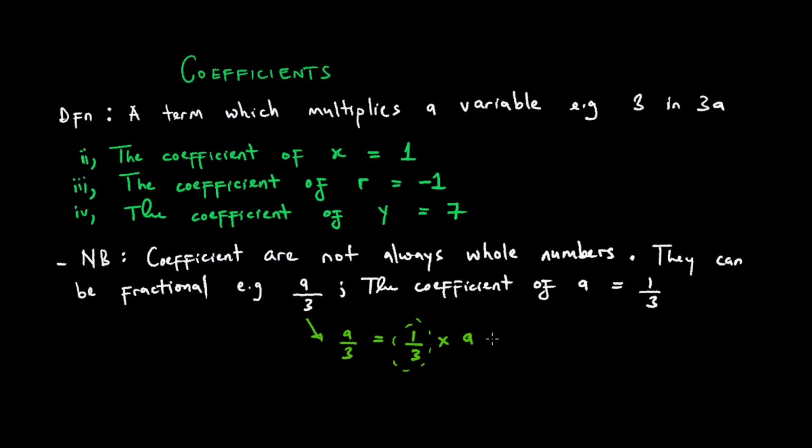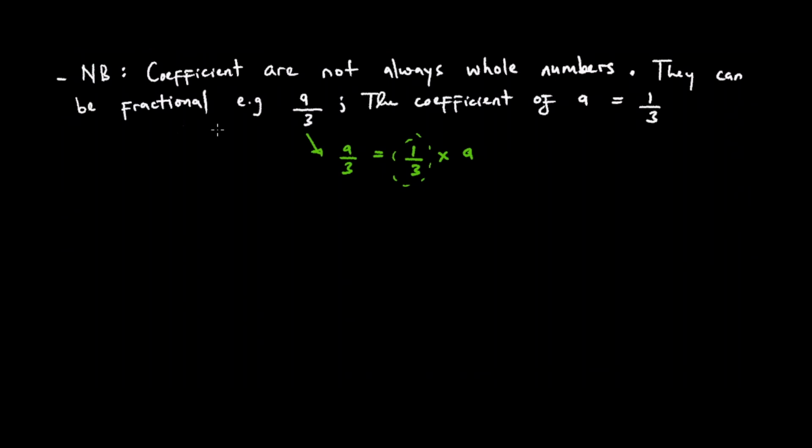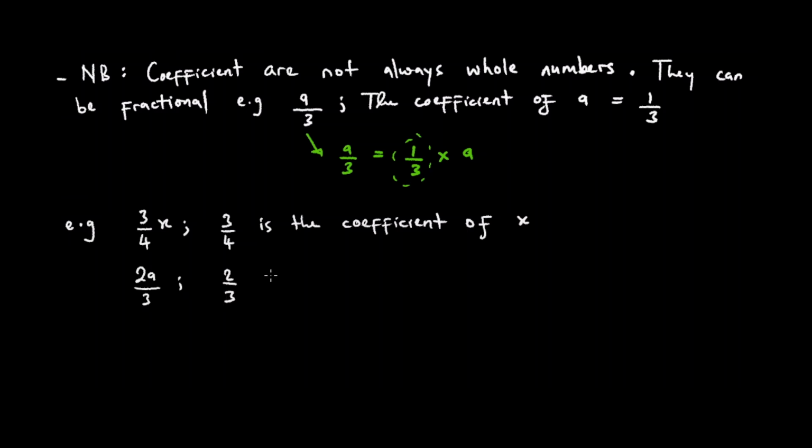That's important to take a careful note of. To solidify this, let us just add a few more examples. 3 over 4 x: here 3 over 4 is the coefficient of x. And 2 over 3 a: 2 over 3 is the coefficient of a.